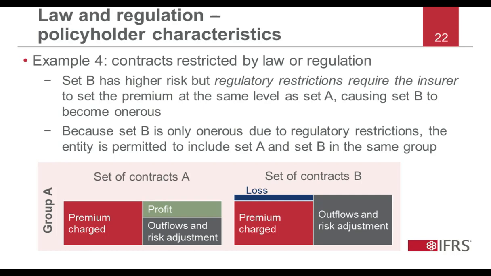The entity goes through the same process described in the previous slide. If Set A was measured separately, Set A would be profitable. If Set B was measured separately, there would be an onerous loss. Because regulation is the only reason that Set A would be in a different group than Set B, the entity can choose to include both sets in the same group. The entity would then need to decide which group both Set A and Set B together belong to.